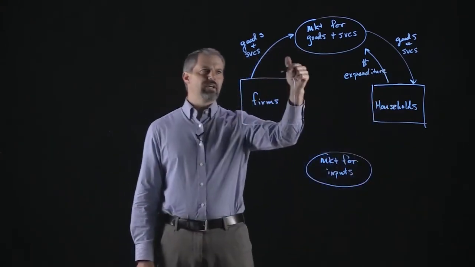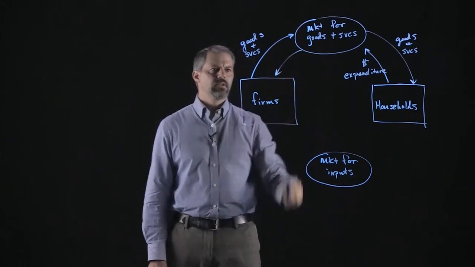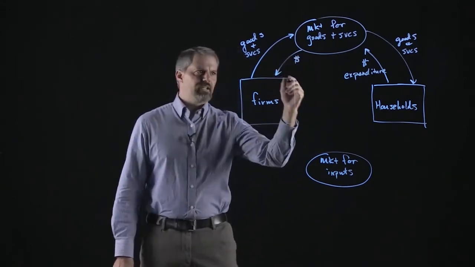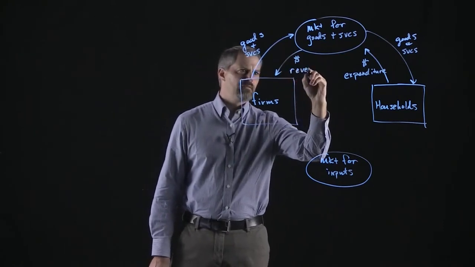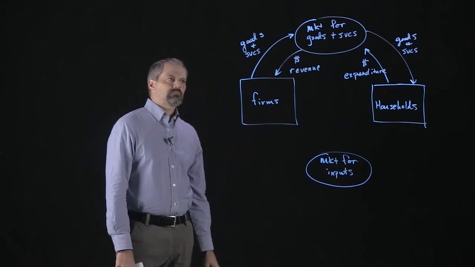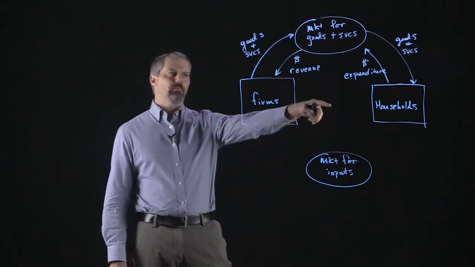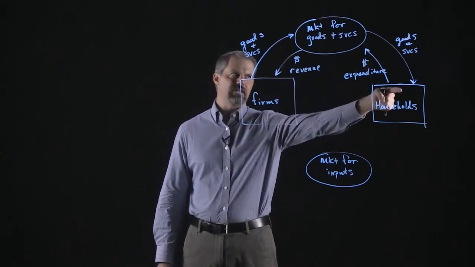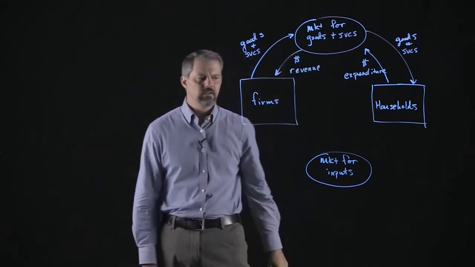Those dollars go into the firms. So when the dollars are going into the firms, we call that revenue. So households buy goods and services from the firms. So the goods and services are going this direction and the dollars are going this direction.